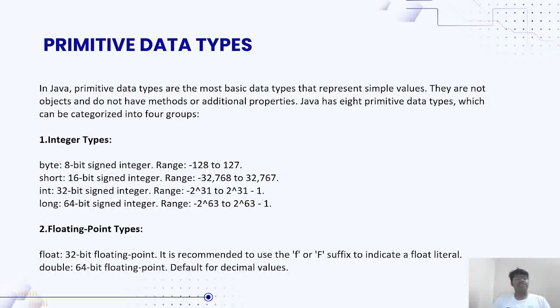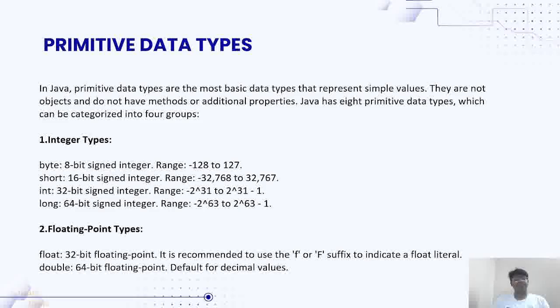Short data type. 16-bit signed integer. Its range is minus 32,768 to 32,767. Integer data type. 32-bit signed integer. Range is minus 2 to the power of 31 to 2 to the power of 31 minus 1. Long data type. 64-bit signed integer. Its range is minus 2 to the power of 63 to plus 2 to the power of 63 minus 1.